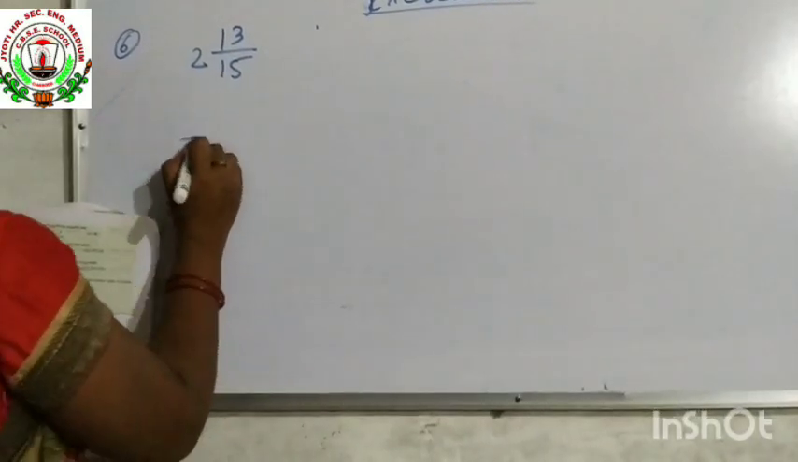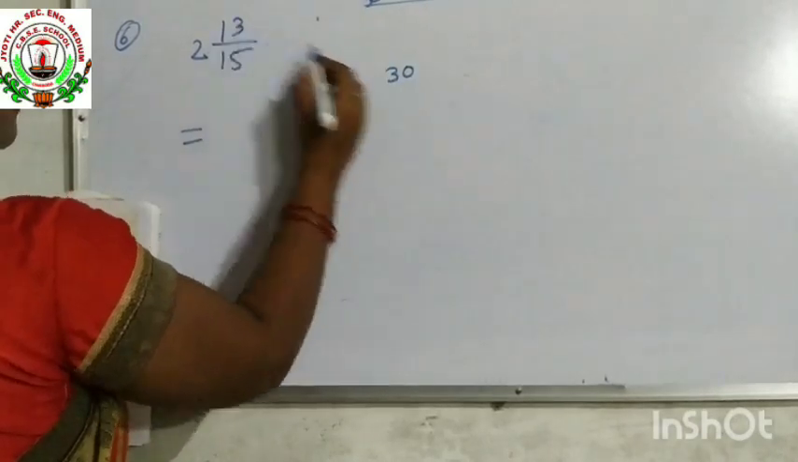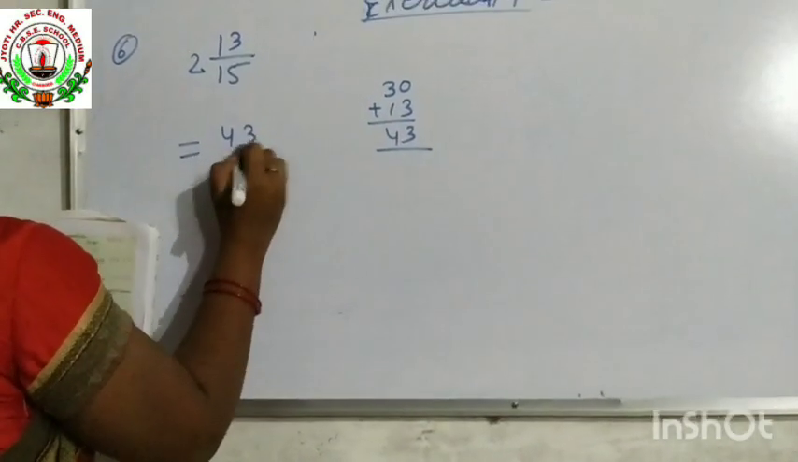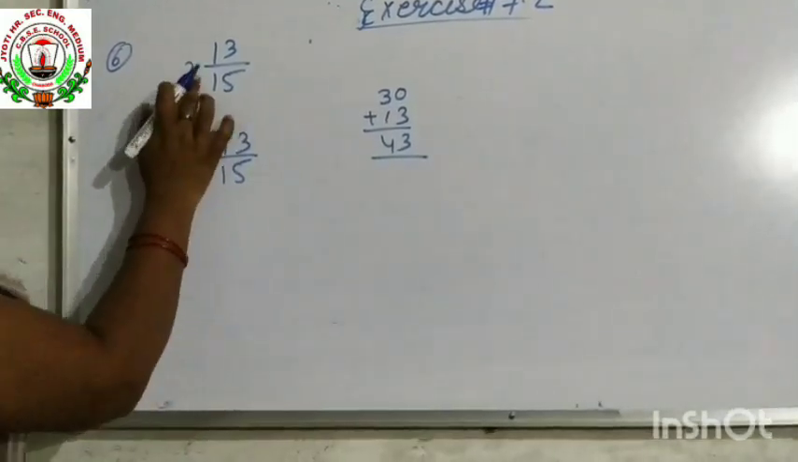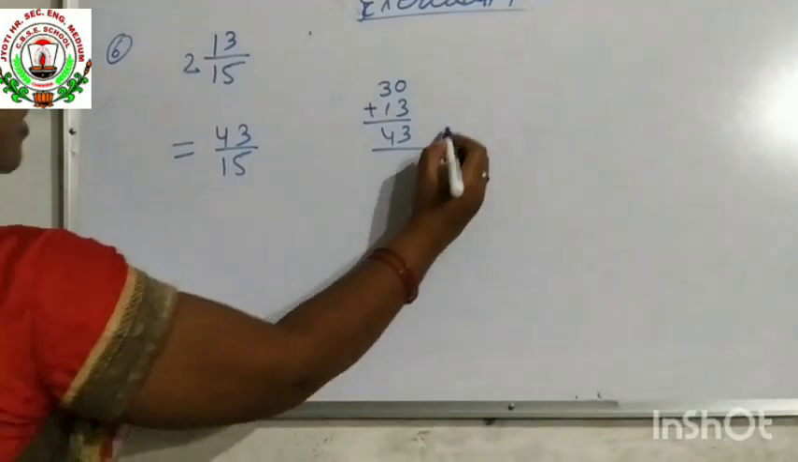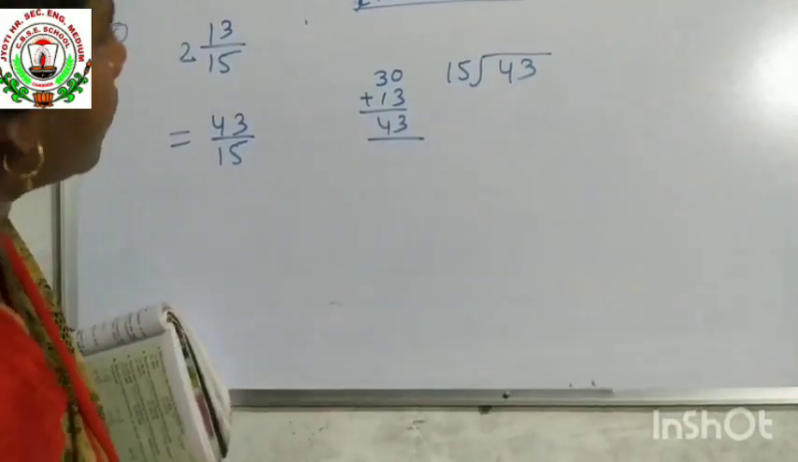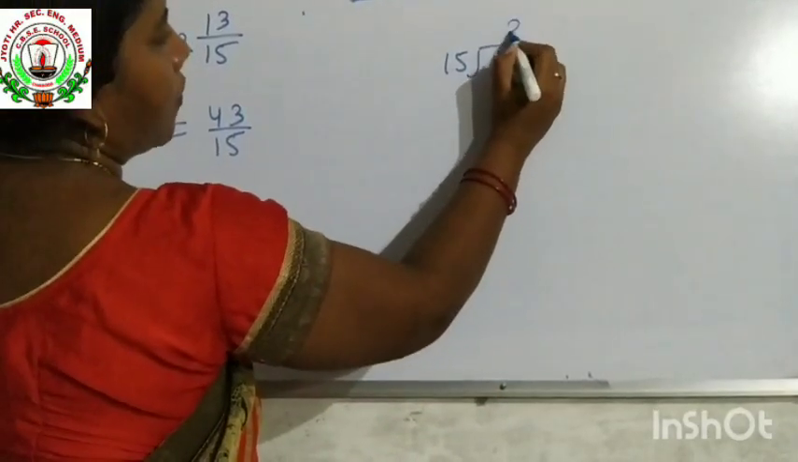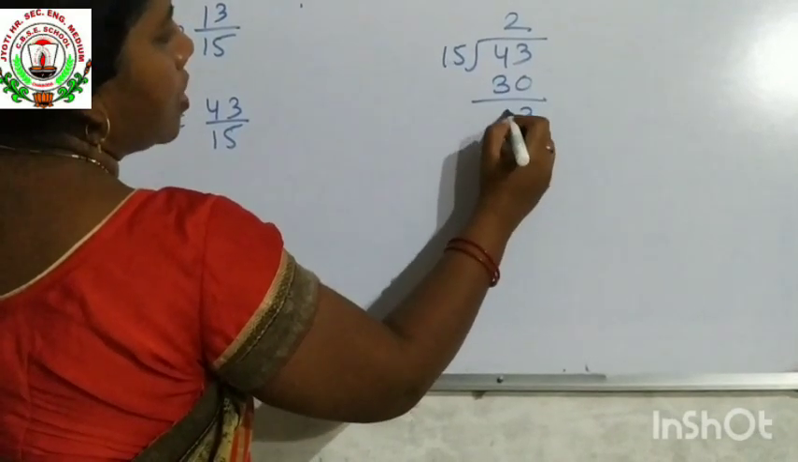Now the given question is in the mixed fraction. So you know how to break this mixed fraction. 15 times 2 is 30. Then we will add this 13. 30 plus 13 is 43. So 43 by 15. After breaking this mixed fraction, we multiply and add 13. Now divide this number, 43 divided by 15. 15 times 2 is 30. 3 minus 0 is 3. 4 minus 3 is 1.